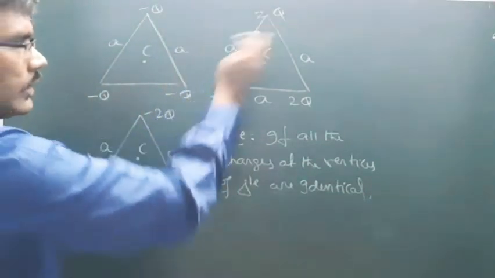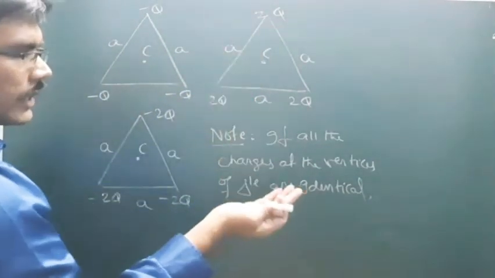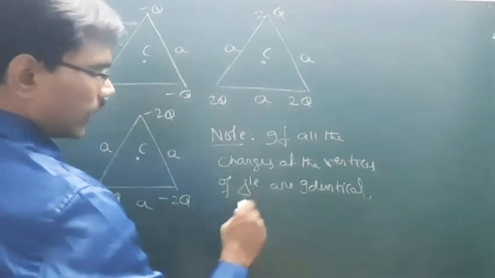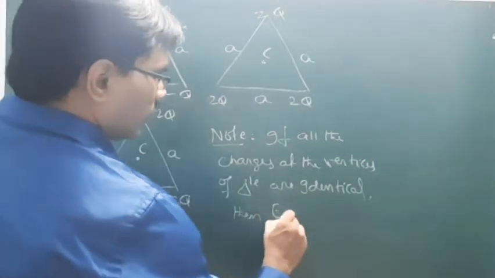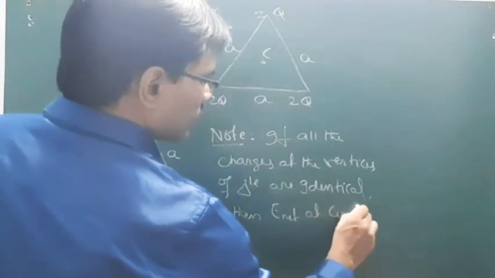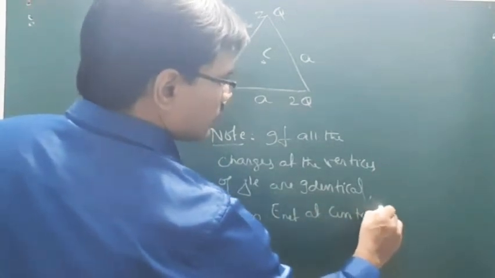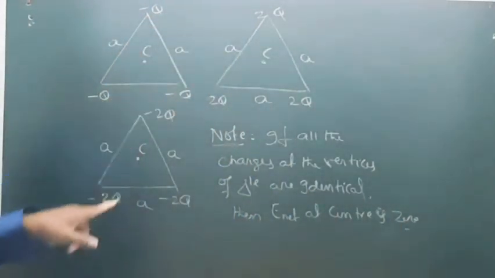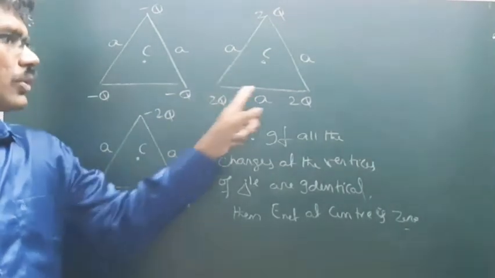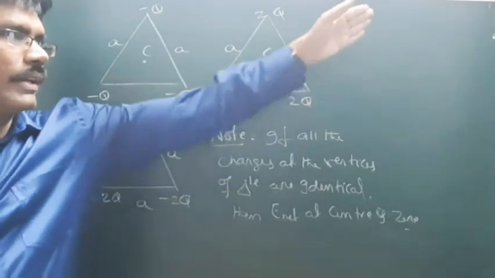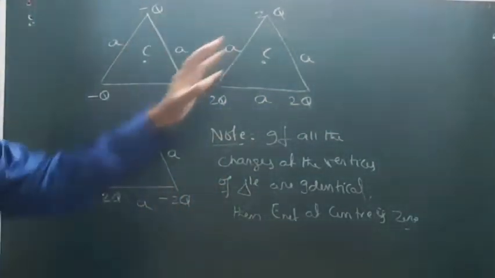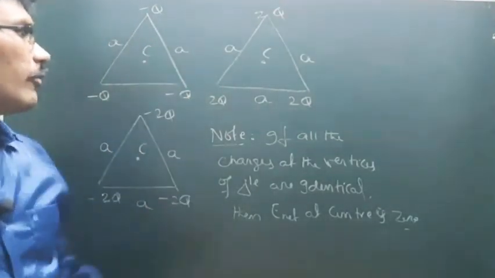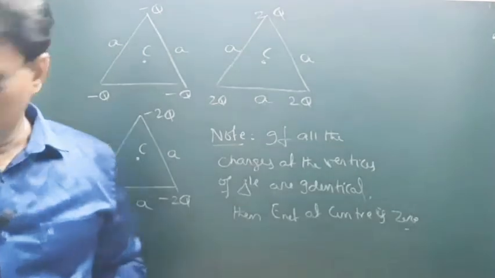I'll tell you what happens if two are of the same sign and the other one is of a different sign, and how to find the electric field then. That is the logic actually, right? So if all the charges at the vertices of the triangle are identical, then the net field at the center will be zero. If you see all these cases, minus q, minus q, minus q, or minus 2q, plus 2q, 4q, or nq each, whatever it may be, if all the vertex charges are of the same sign and the same value, the net electric field at the center will be zero, right?